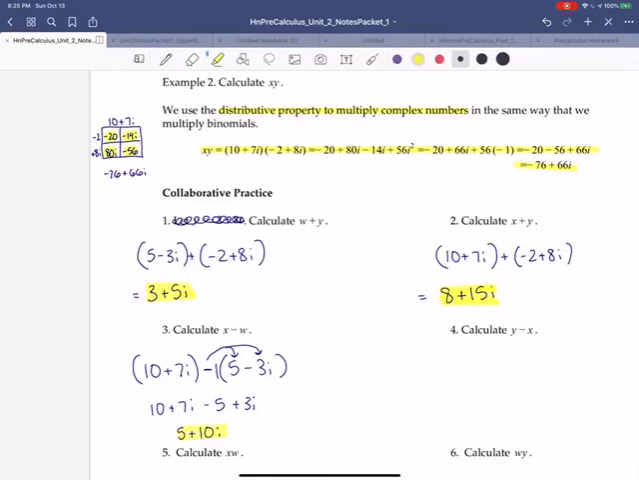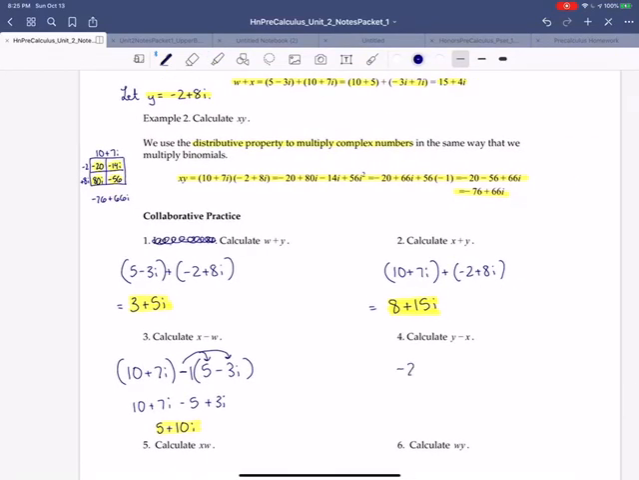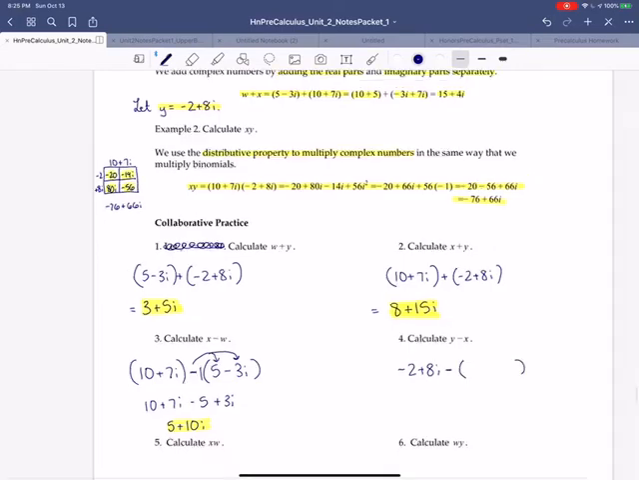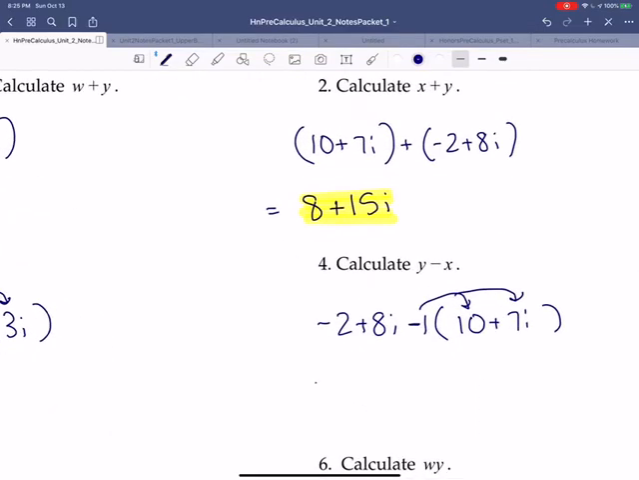Then here, y minus x, start by writing negative 2 plus 8i. Then I subtract the entire complex number, 10 plus 7i, which means I distribute negative 1 to each of these parts. So I get negative 2 plus 8i minus 10 minus 7i, which gives me negative 12 plus i.